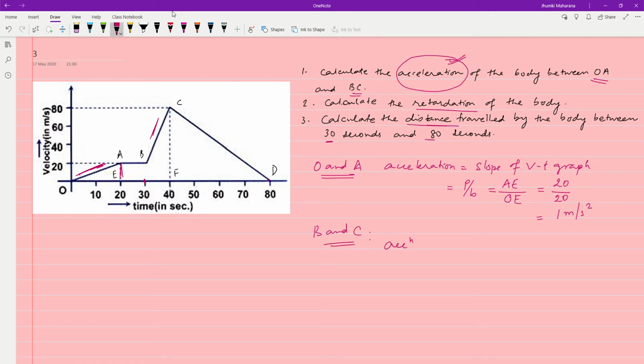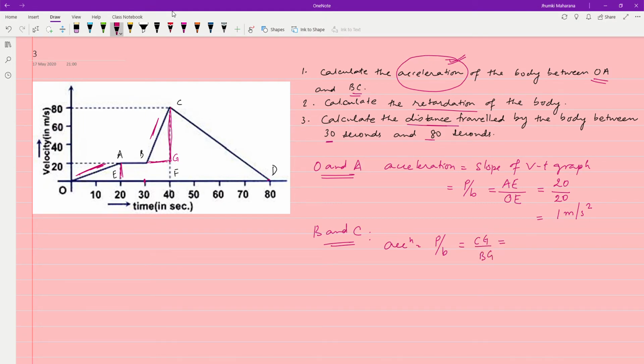acceleration would be equal to perpendicular by base. And what is the perpendicular here? To find out the perpendicular, let us draw a line here. Let us say this is G point. So this is perpendicular. CG is the perpendicular and base is BG. So this is CG by BG.